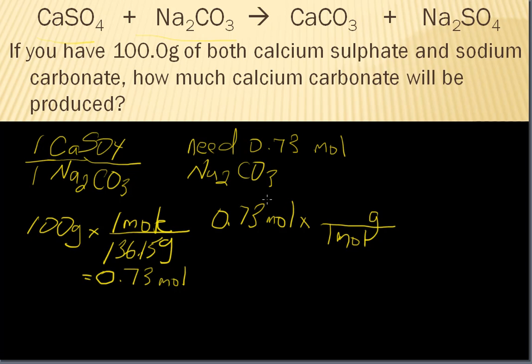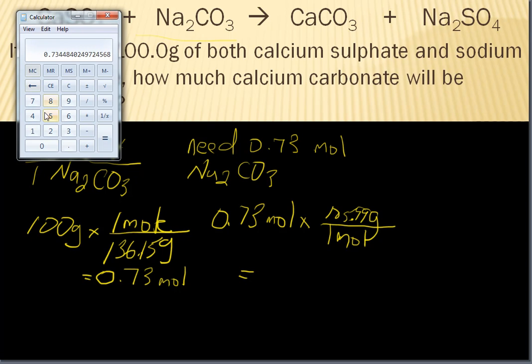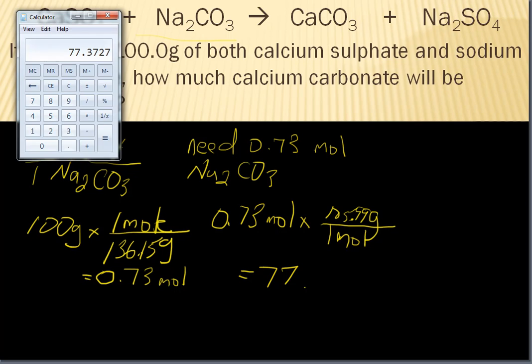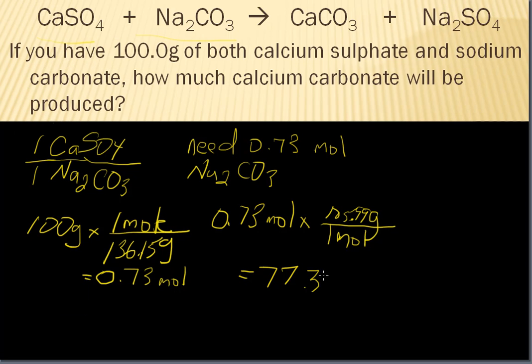The molar mass of sodium carbonate is 105.99 grams per mole. And again, we go back to our calculator. And here, I should bring the calculator into the frame, I guess, so you can actually see it. There's our calculator. We would go 0.73 moles times 105.99 grams per mole. And we get that we would need 77.37 grams. Well, if we look back in our question here, we actually have 100 grams. So we have way more than enough. That means that calcium sulfate is going to be our limiting reagent.